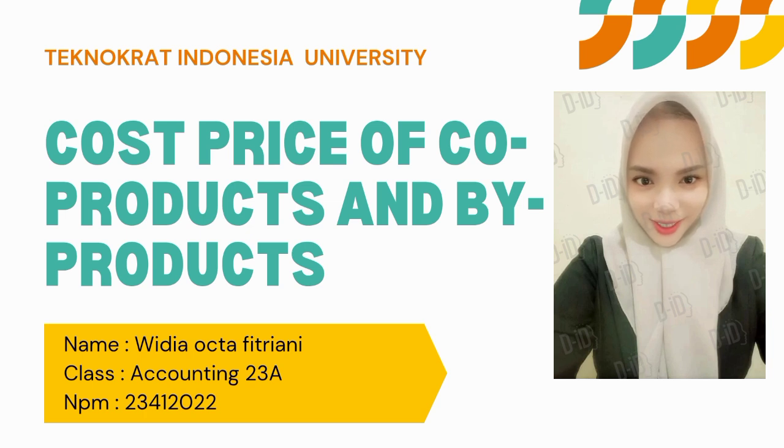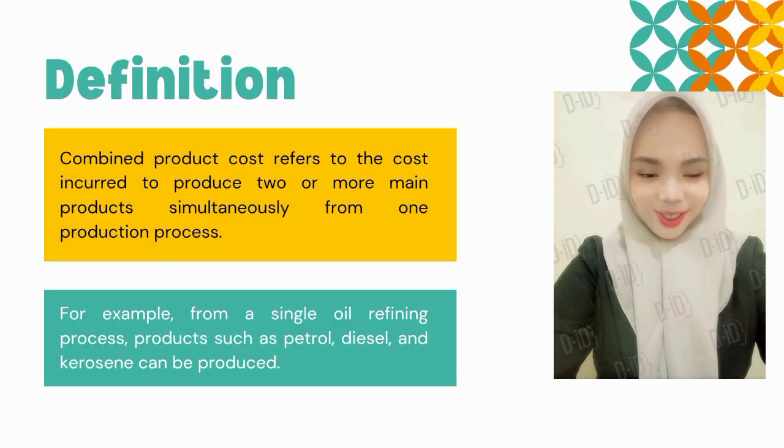In this video I will explain the material about cost price of co-products and byproducts. Combined product cost refers to the cost incurred to produce two or more main products simultaneously from one production process. For example, from a single oil refining process, products such as petrol, diesel, and kerosene can be produced.